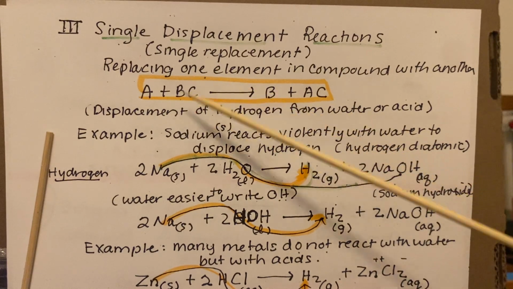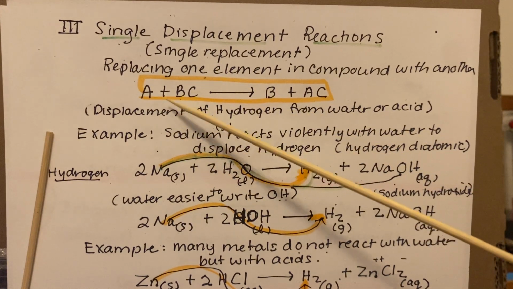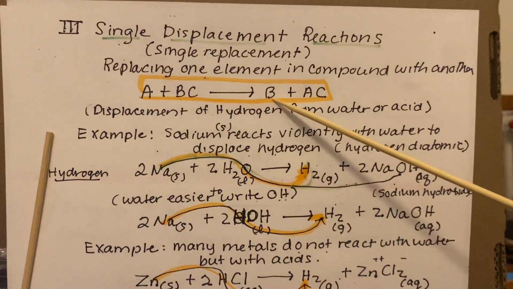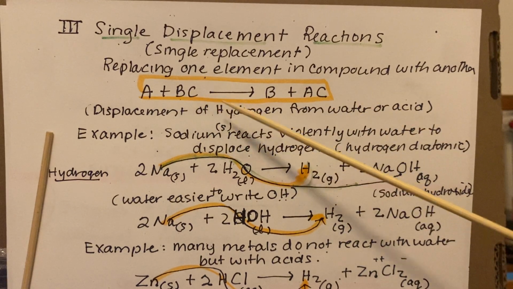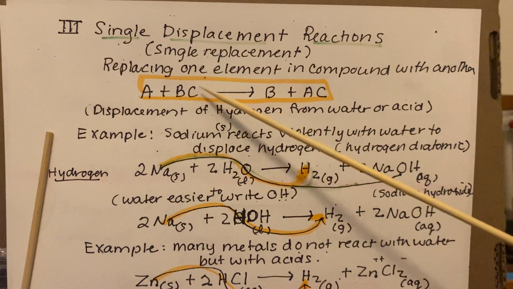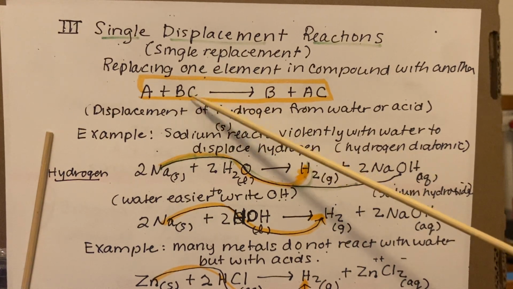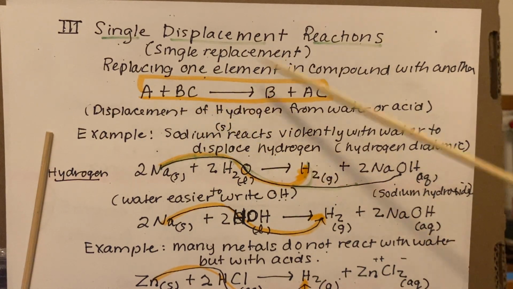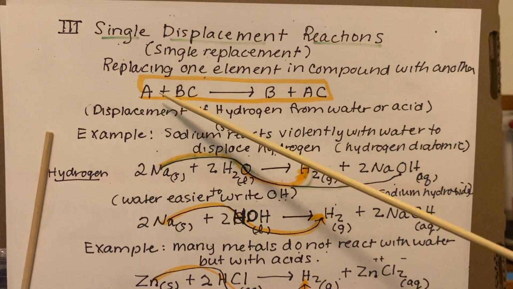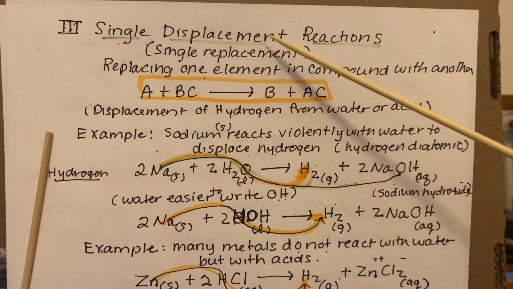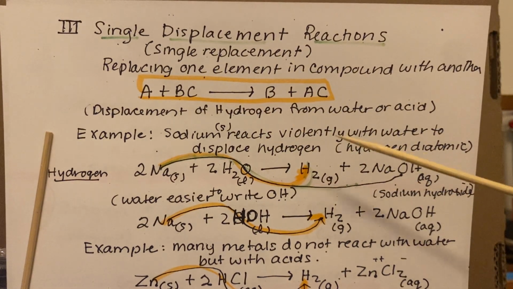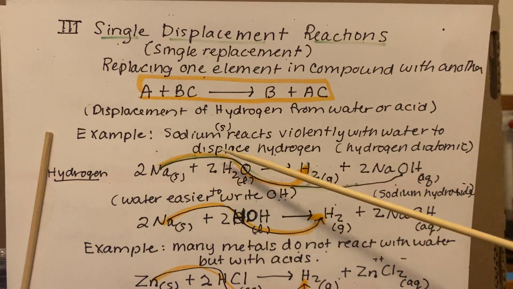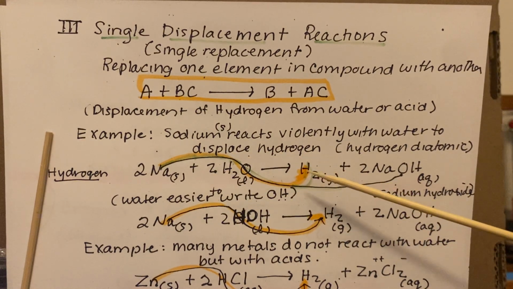So here's your equation. A plus BC equals B plus AC. So you're going to displace one. Like one's going to be displaced from the other. The B and the C are going to come apart, and then the C is going to go on to the other side. So it's called displacement. They're changing partners, but there's one lone partner and one compound partner, right? You got it? So the example here would be sodium reacts violently with water to displace hydrogen.